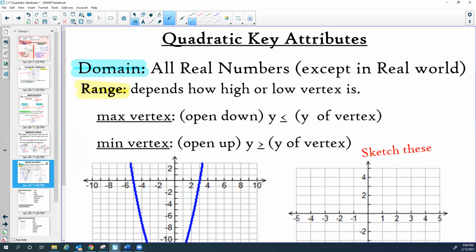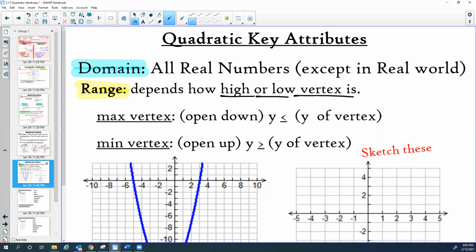All right, next it brings us to domain and range. Domain, just like all your other equations for linear and exponential, domain is still all real numbers except when it comes to the real world. Your range, on the other hand, is dependent on your graph. In particular, it's depending on your vertex, how high or low it is.